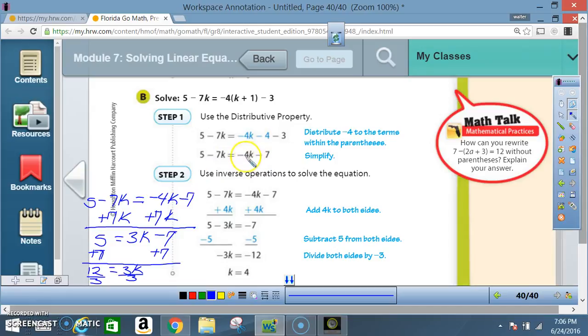All right, let's go back to this step right here where we were saying that we like to move the smallest number. If we move the smallest number, it would be the negative 7k. Now look what happens when we do that.